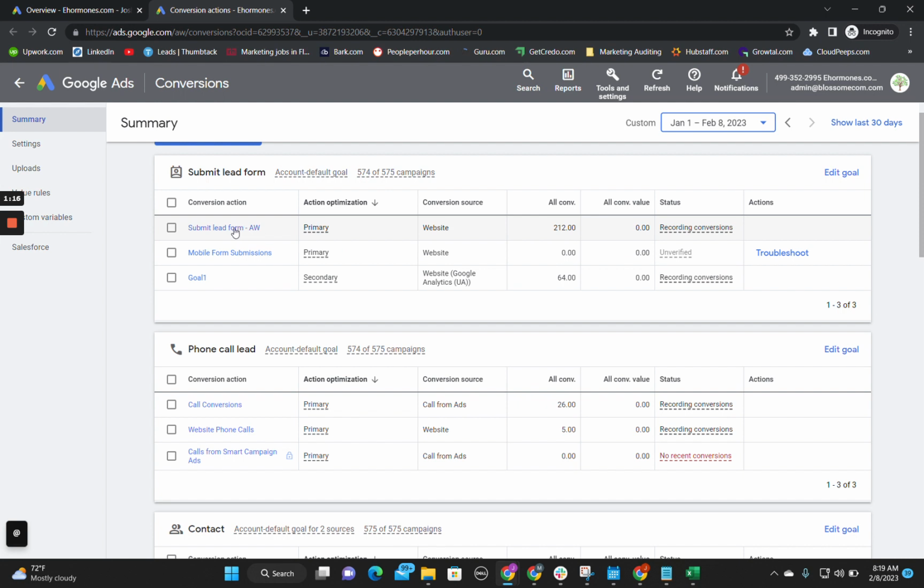But anyway, what do I see that's wrong here? I see lead form, submit lead form, AW. First thing that's wrong here is that there's no conversion value. So what is a conversion value? How does that work? Well, conversion value is saying how much you want to pay in a dollar amount to get a lead. In this case, a lead is a submit lead form.